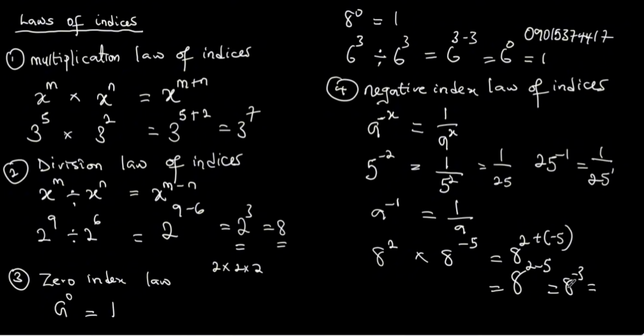Now, I can't leave my result like this because the negative index law can sort it out. This negative becomes the reciprocal, 1 over 8 raised to power 3. And this will be our result.